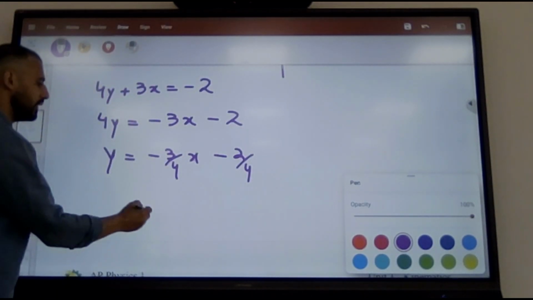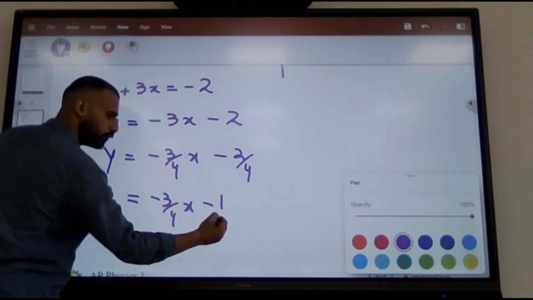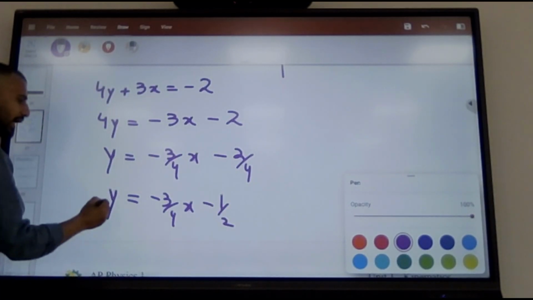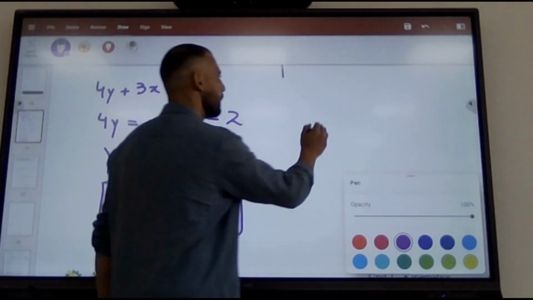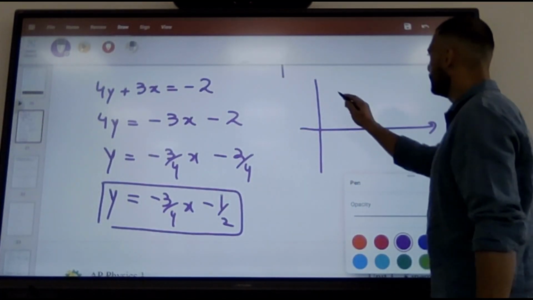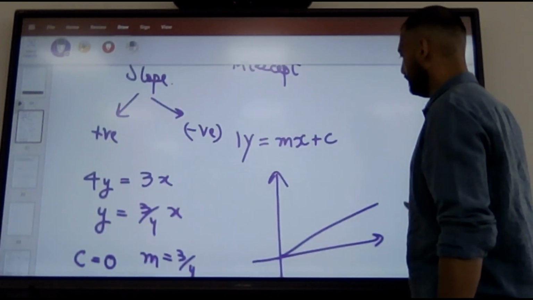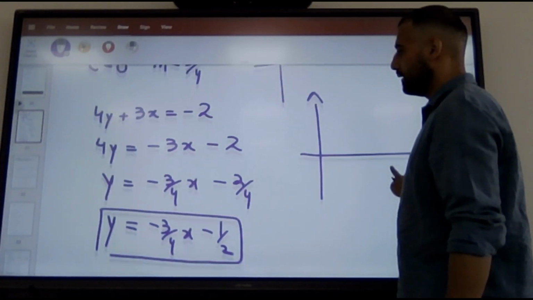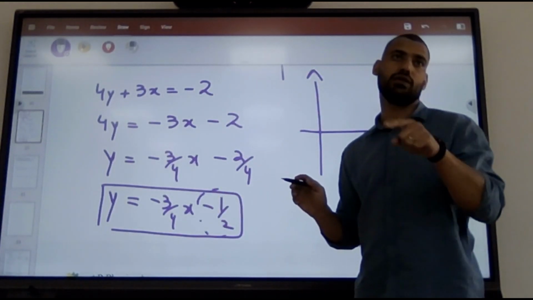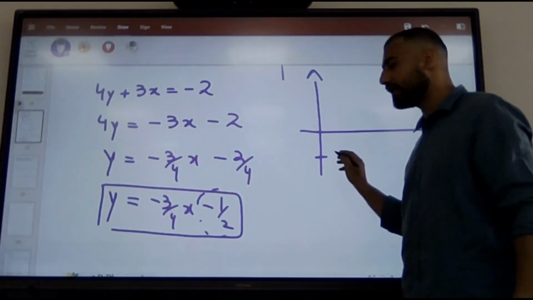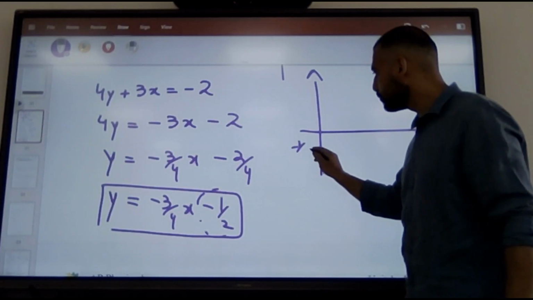So you can still simplify it as negative 3 upon 4x, negative 1 upon 2. That would be your y. And now you can compare it with the standard equation. Can you plot it? Tell me how will it look like? So first of all, we have to start from negative 1 by 2. Negative 1 by 2 will be below the x-axis, so we have to start from here, and this would be negative 1 upon 2.